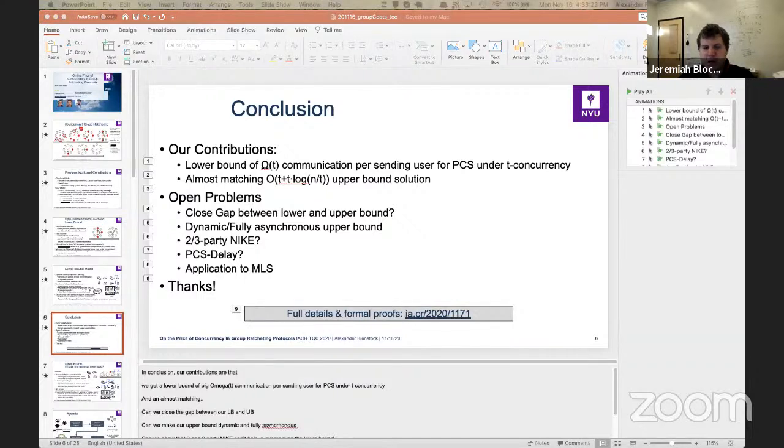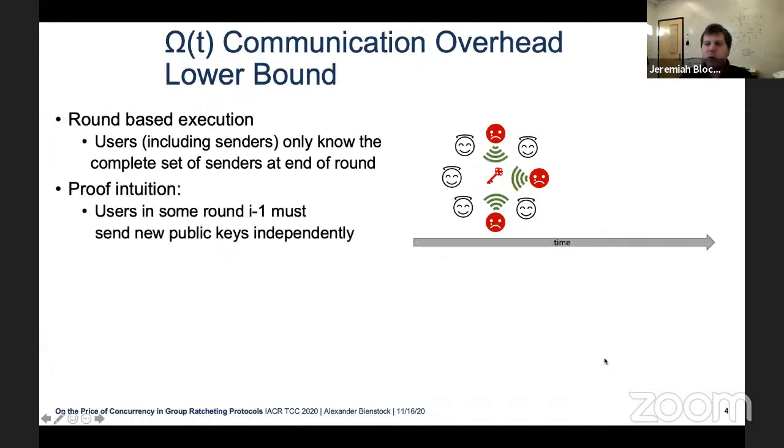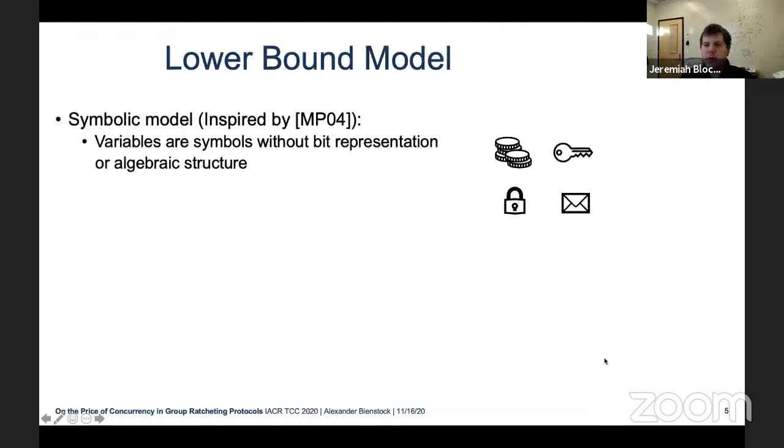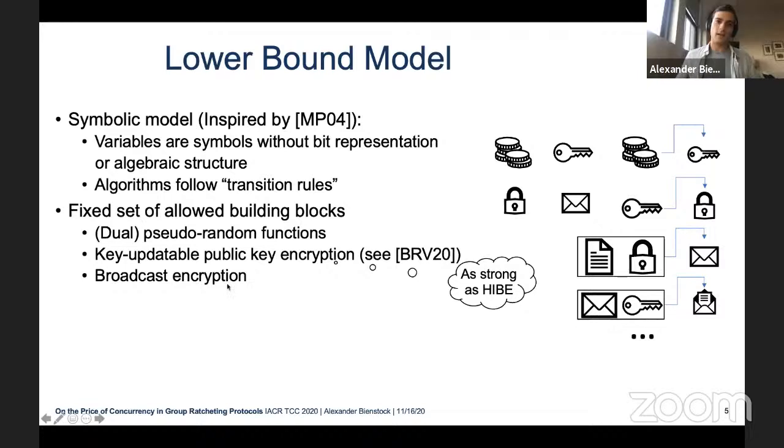I guess I'll start out while we're waiting for questions to come in. So you mentioned using a symbolic model, and I forget which primitives you were including there. If someone included another primitive, how hard would it be to redo the analysis and prove that the lower bound still holds? I guess it depends on the power. But basically, it seems like to overcome the lower bound, you need something at least like Nike, which would allow you to combine the public keys from the exposed users.